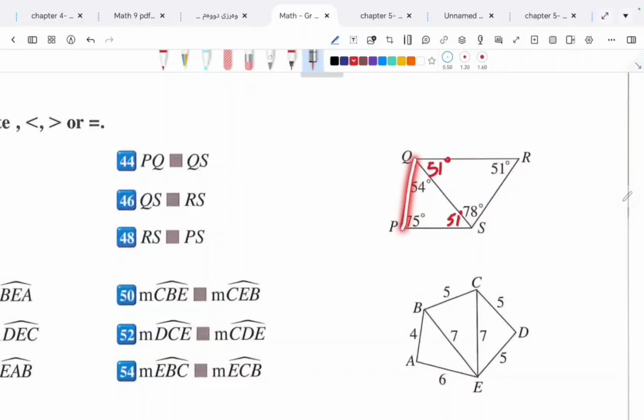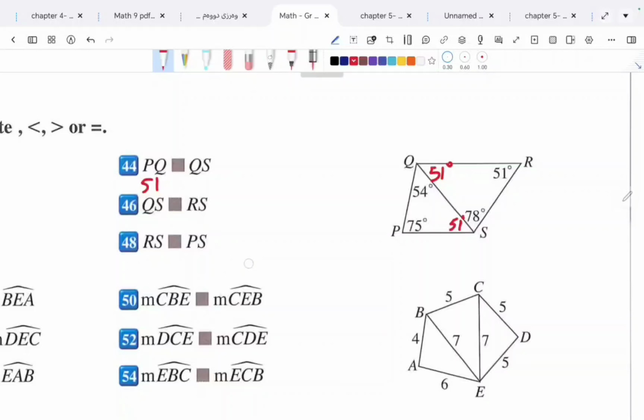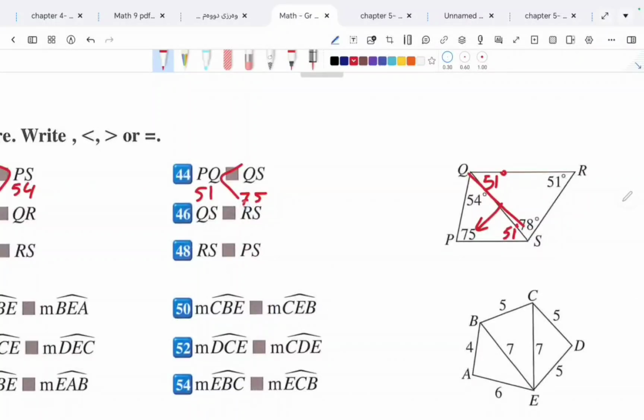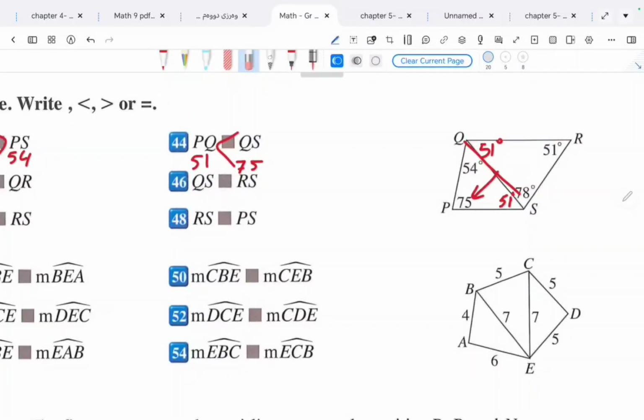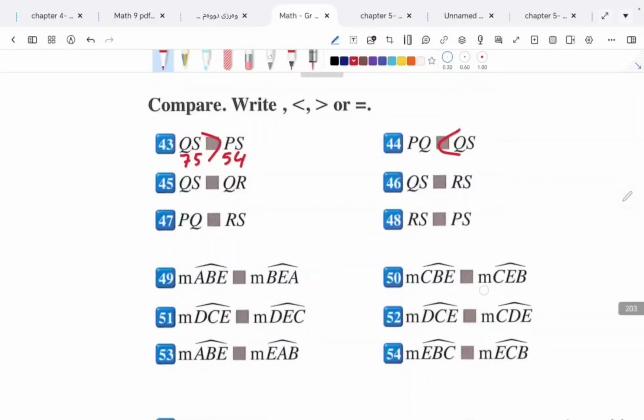The other one, PQ. PQ is opposite to what? It's opposite to 51. And we have QS. QS is opposite to what? Sorry, it's opposite to 75. So which one is greater? QS is greater. Okay. Then we have QS and QR.